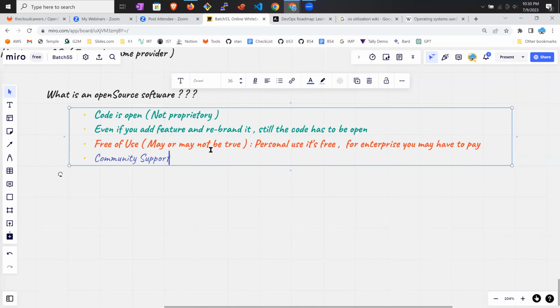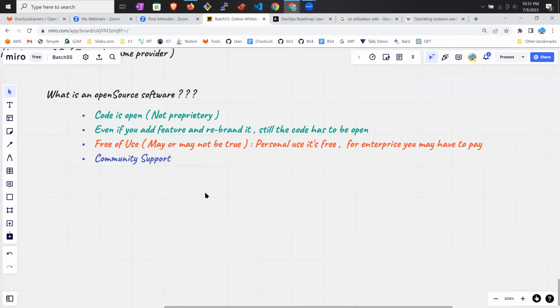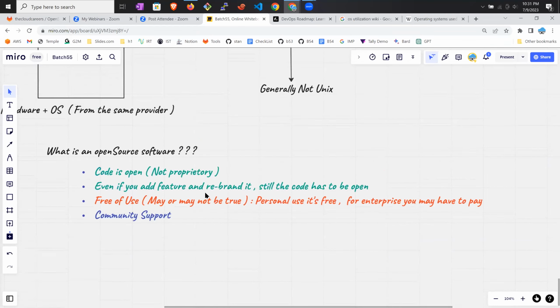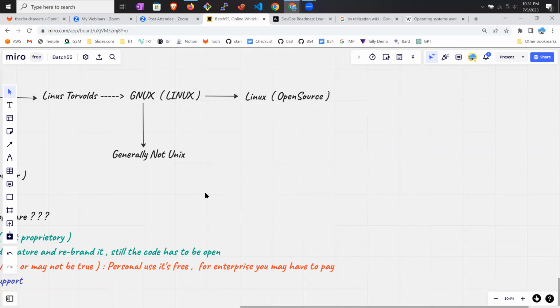That means helping each other. Not a company who helps you. This is one important piece I want to tell you. Now, with that context in mind, Linus Torvalds started an open source project called the Linux kernel.